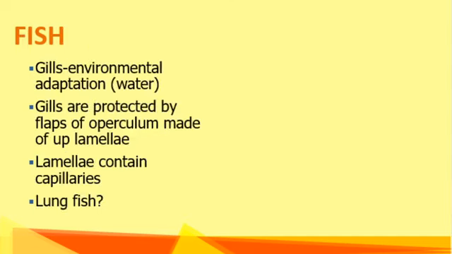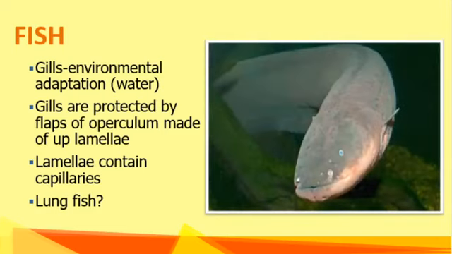Okay, next one, fish. Fish have gills, which are an environmental adaptation for them to be able to live underwater. Those gills are protected by flaps of operculum and are made up of lamellae. These are the things that enable them to exchange the gases, and the lamellae contain the capillaries.